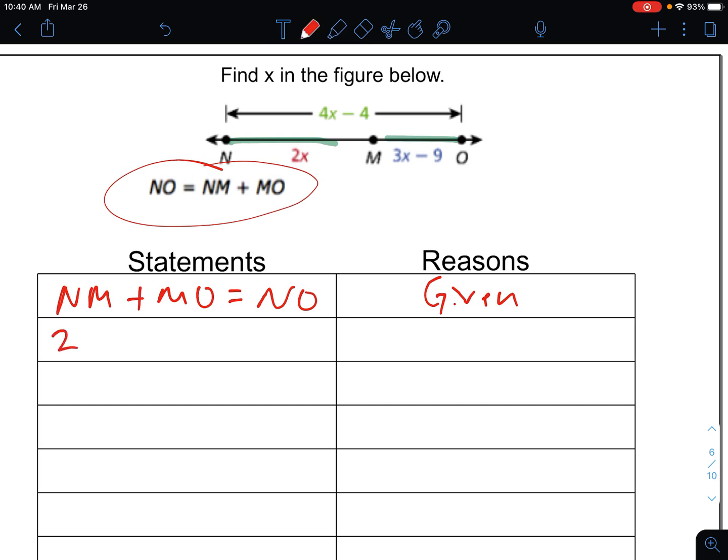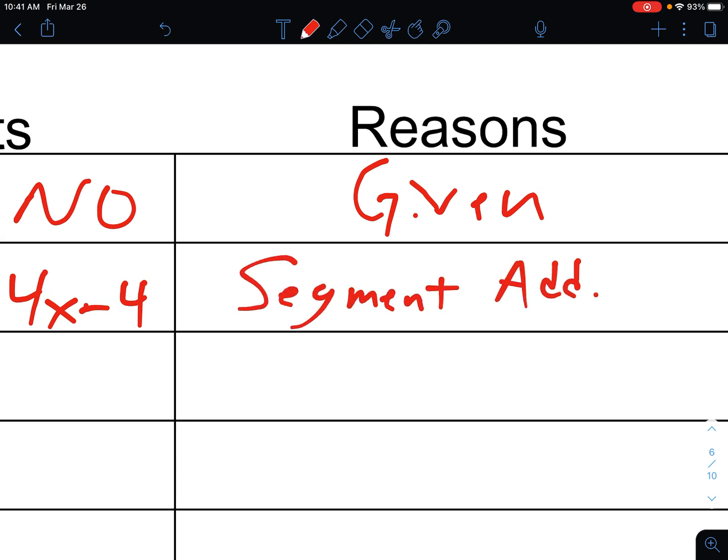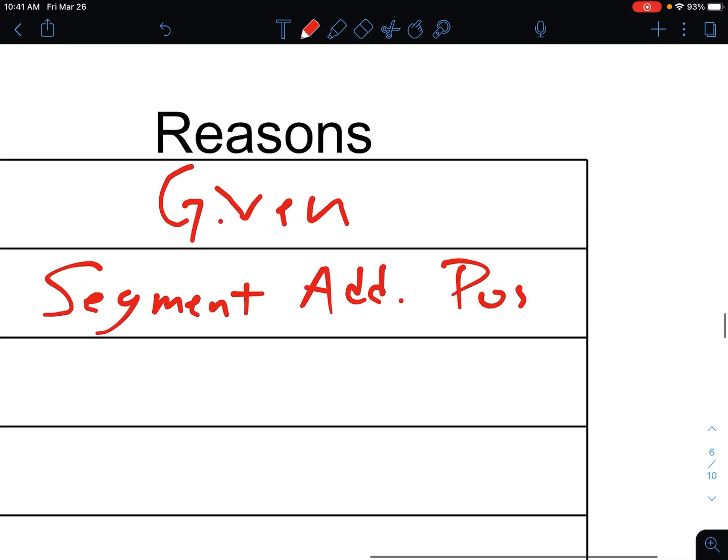But let's go ahead and write our equation. 2x plus 3x minus 9 equals 4x minus 4. And then in a reason, that's going to be the segment addition postulate.